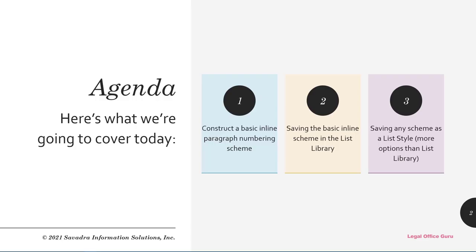Here's what we're going to be covering today. First, I'm going to spend a few minutes walking you through a sample customization of an inline paragraph numbering scheme, like where your first level paragraph is numbered 1, 2, 3, your second level is numbered A, B, C, etc. Then I want to show you how you can save that customized paragraph numbering scheme into Word's list library so you can access it in the future. After that, we're going to go a little deeper into how to construct a more sophisticated numbering scheme and save it as a list style, which gives you more paragraph formatting options than saving it into the list library.